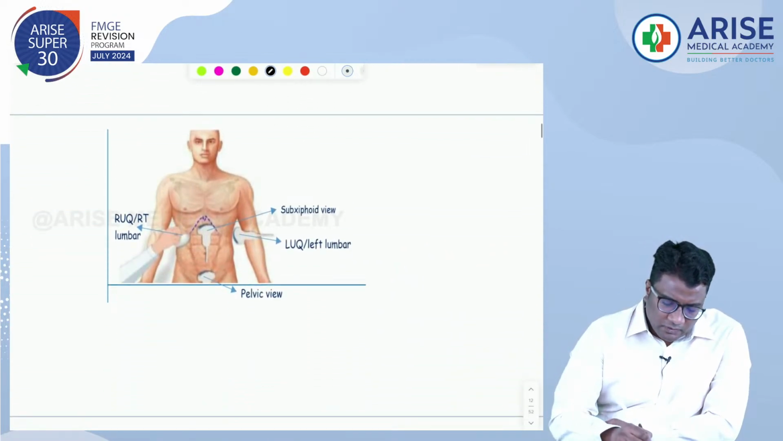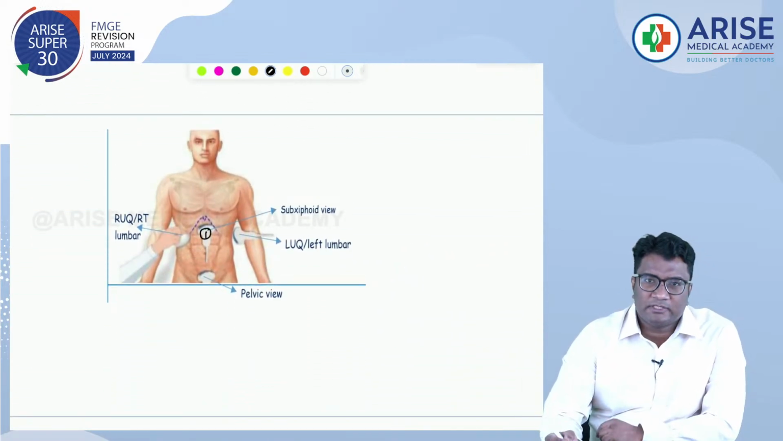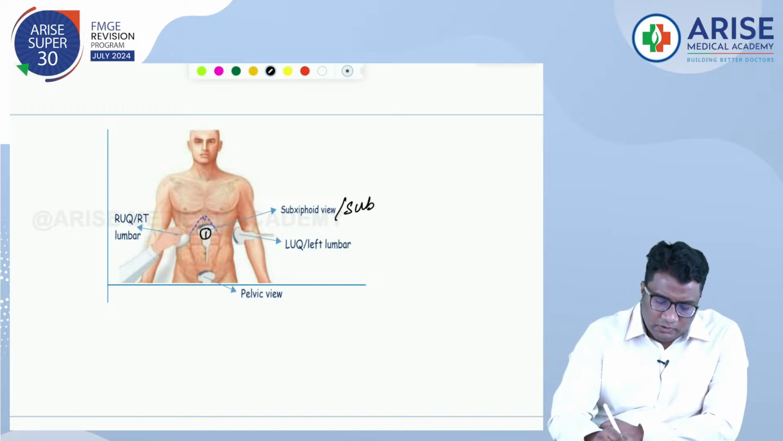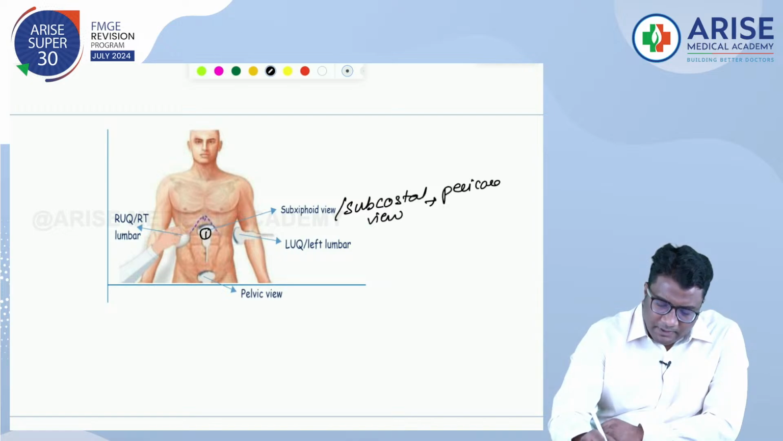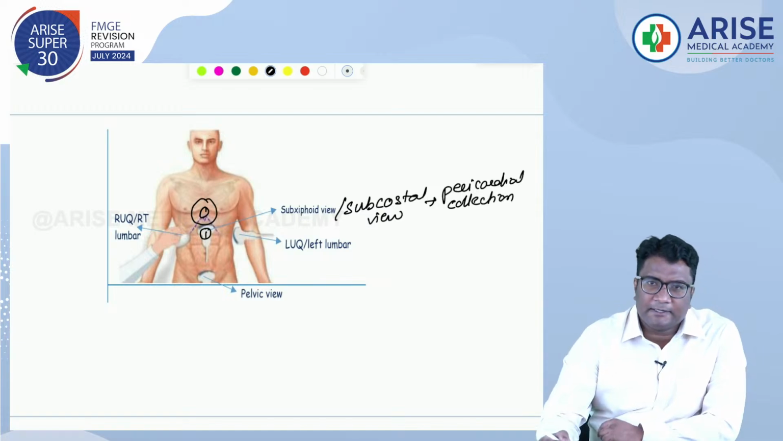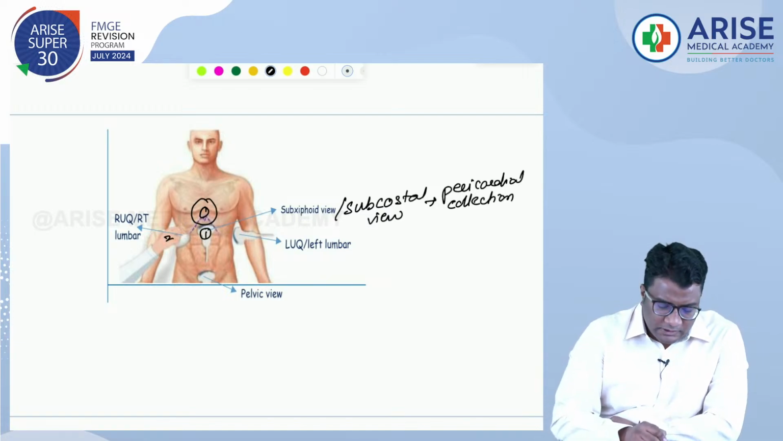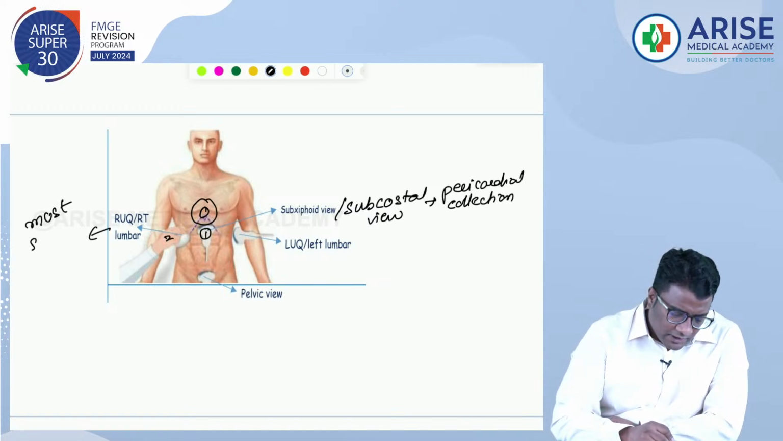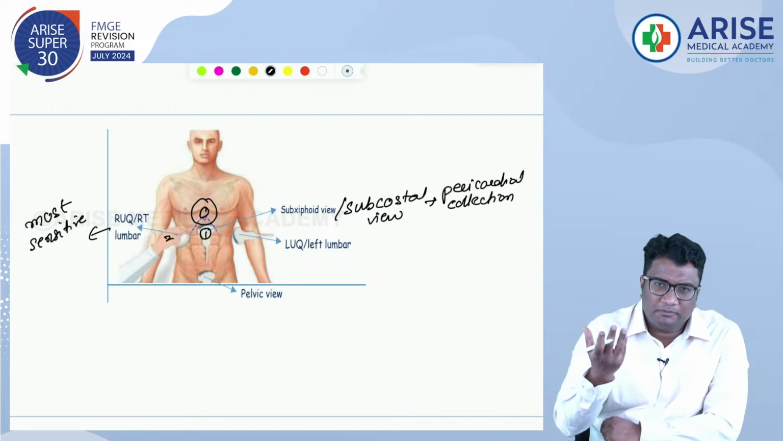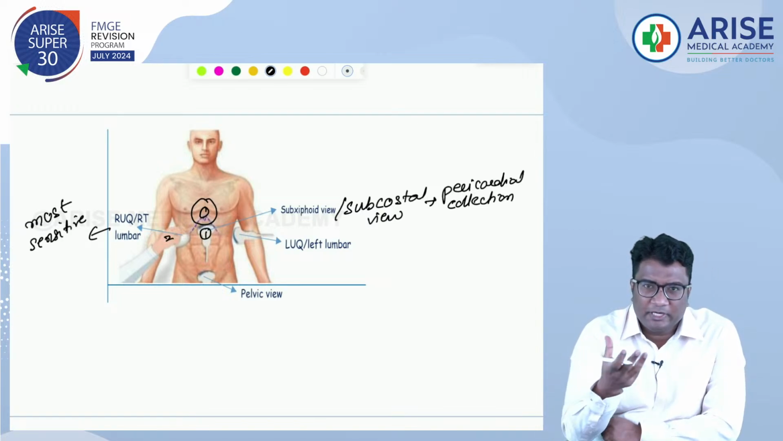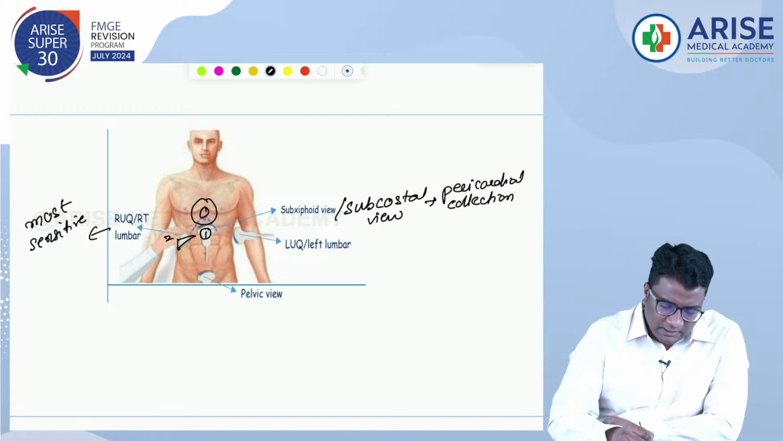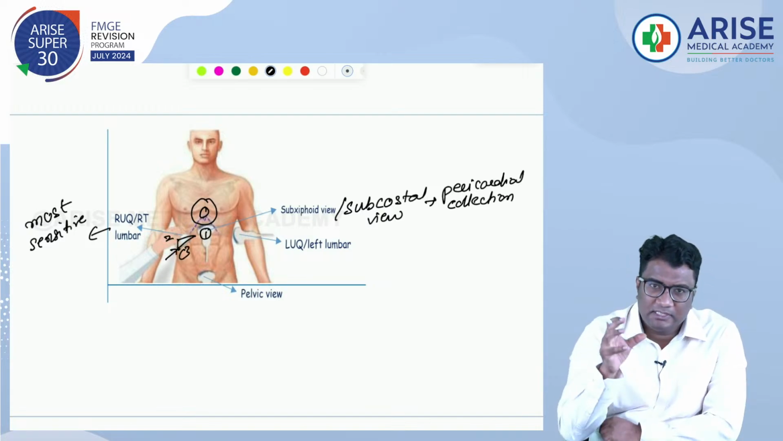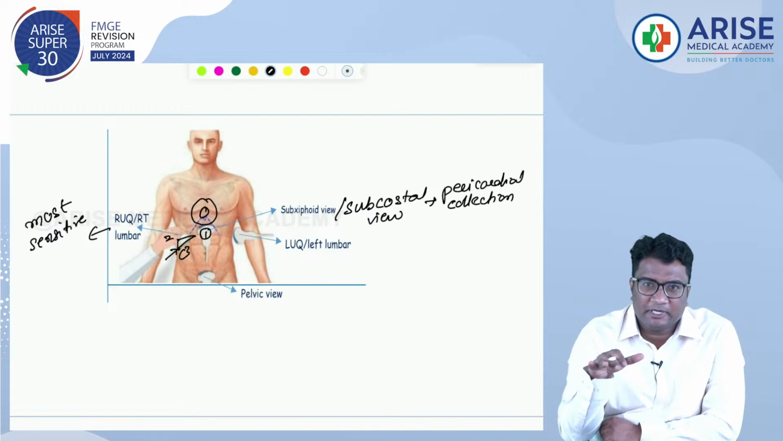So the first view that we take in FAST is your subxiphoid view, and this is also called subcostal view. This is for pericardial collection. We tilt the probe upward to see the collection around the heart. The second and the most sensitive for hemoperitoneum. The Morrison's pouch is the most inferior portion of the peritoneum, the hepatorenal space between the liver and the kidney. This area, the Morrison's pouch, is the most inferior portion of the peritoneum in a supine patient. So any hemoperitoneum will first collect in this area.